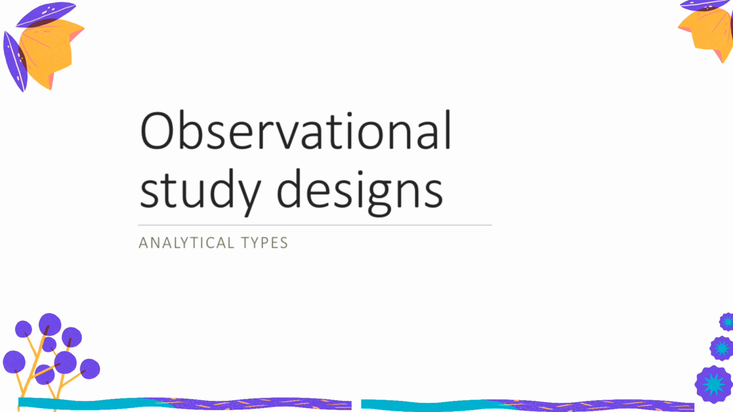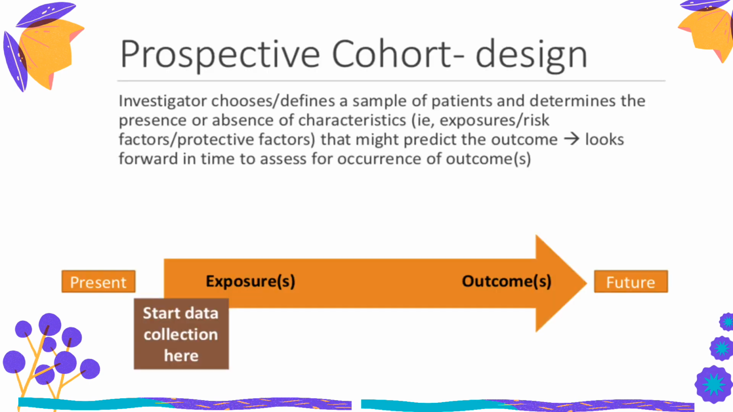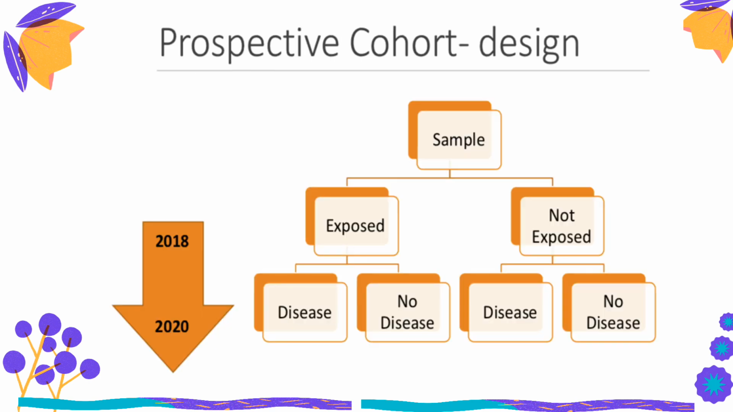The next observational study designs are the analytical types. First, we have prospective cohort design. In this type of design, the investigator chooses or defines a sample of patients and determines the presence or absence of characteristics, for example, exposure or risk factors or protective factors that might predict the outcome. It looks forward in time to assess for occurrence of outcomes. It can be summarized in this chart.